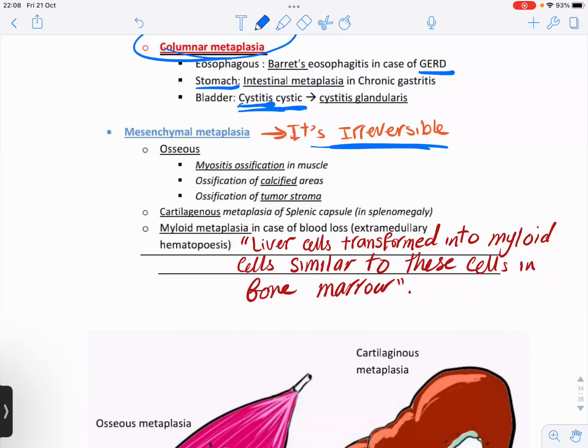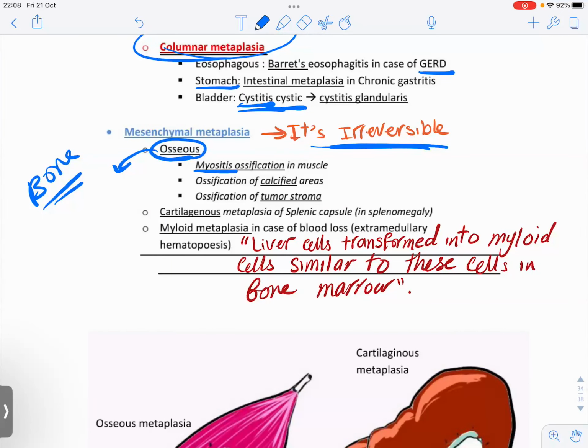First example, in osseous connective tissue. Os means bone. Osseous metaplasia. Oh my God, osseous metaplasia? You mean that some connective tissue will be transformed into bones? Yeah. First example, it's myositis ossificans in muscle.